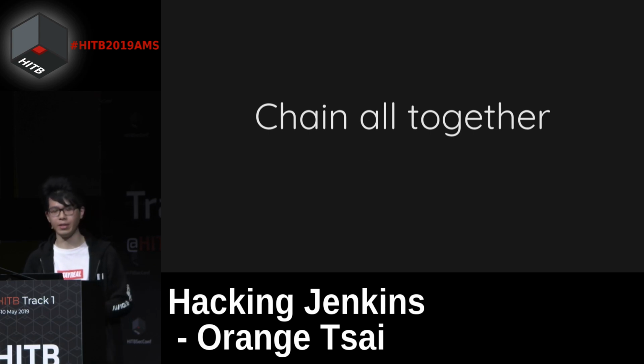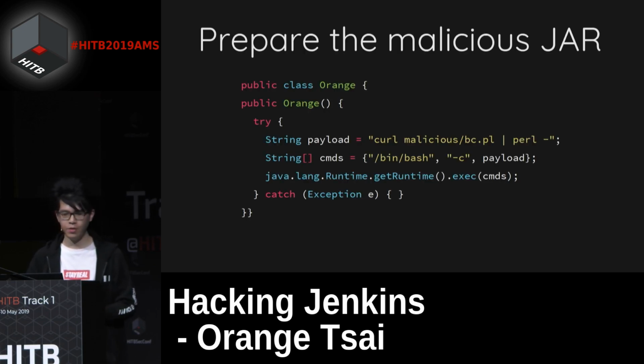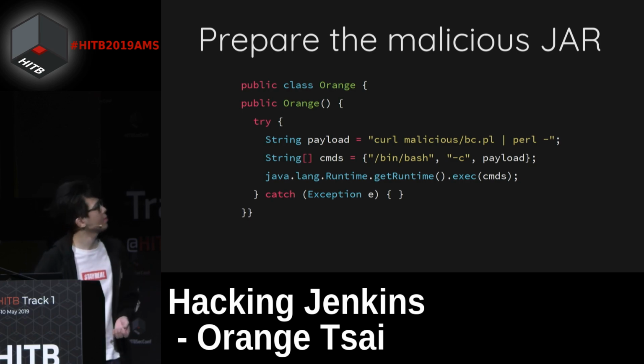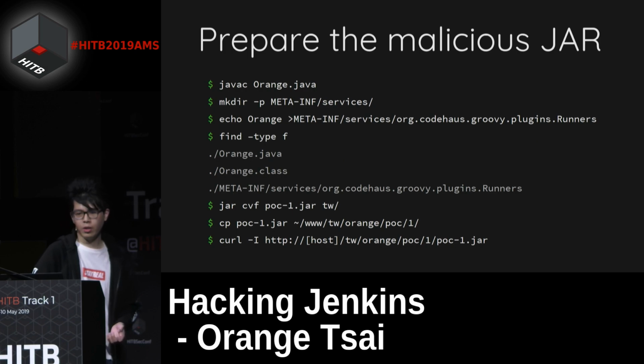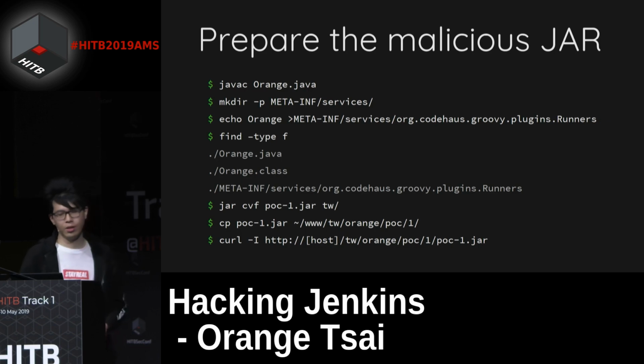So let's try it all together. First, we write a Java program and put our malicious code in the constructor. Here we pop a shell back. We compile the Java and put the class name into the file org.codehaus.groovy.plugin.runners. Then we pack the jar file and move it into the web directory.